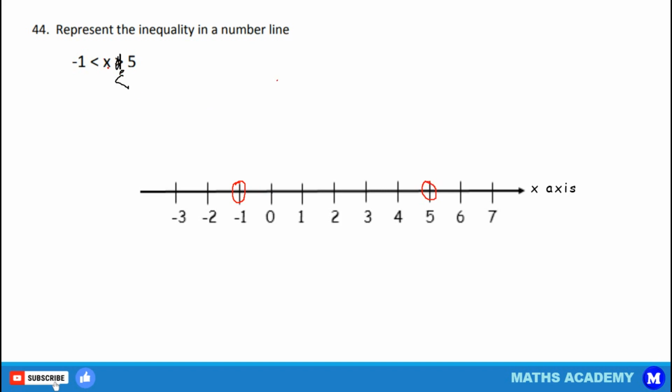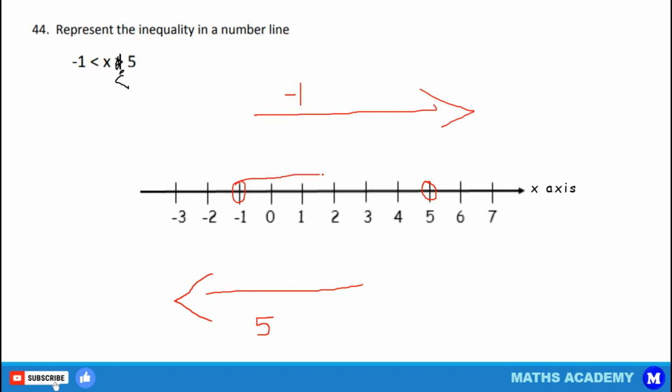So it says here x is greater than -1, which means it should go in the right hand direction. It should go in this direction. And here it says x is less than 5, which means it should go in the opposite direction, in this direction. So 5 should go in this direction, -1 should go in this direction. So then we can just mark a straight line like this, which means -1 goes in this direction and 5 goes in this direction. So I hope you understood it. With that, let's move on to the next slide.